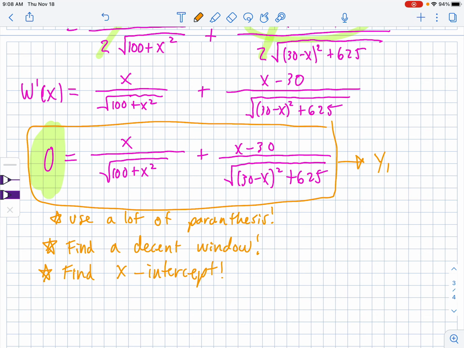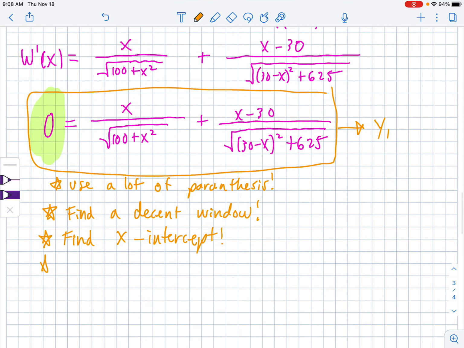So my window goes from negative 10 to positive 25, and then negative 2 to positive 2. And I can see a nice spot where it crosses the x-axis. Then you're going to want to hit second, and then trace, which is essentially the calc menu. In that, you're going to look for the thing that says 0. Now 0 works the same way that minimum and maximum do, where you have to tell it a left and a right bound.